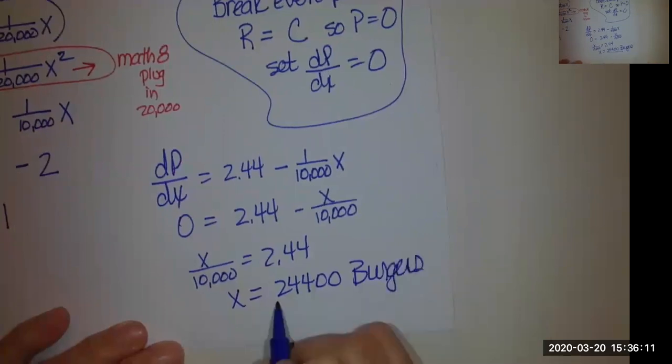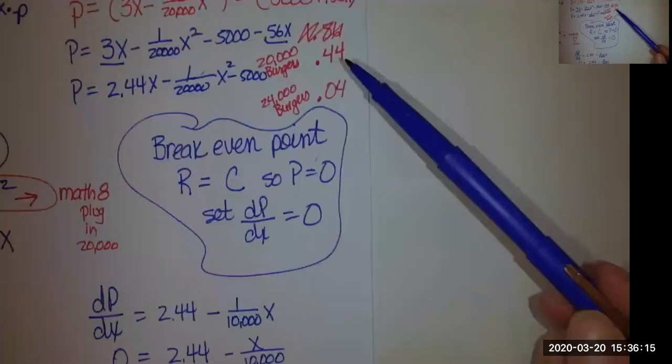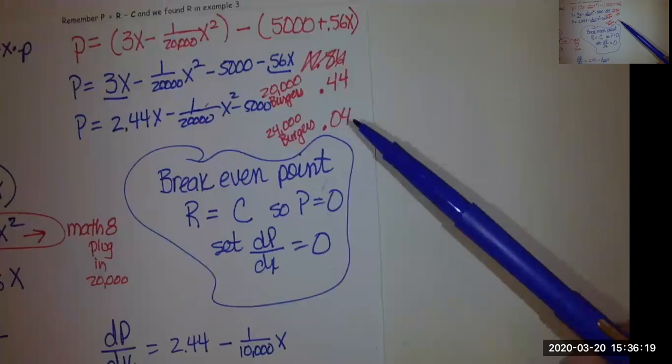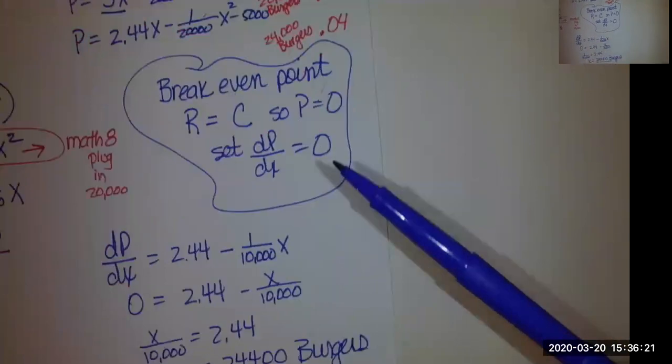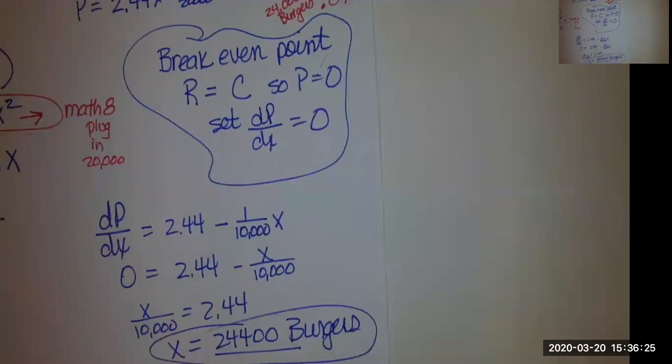So I know my break-even point is there, and that makes sense to us because when we were selling 20,000, we were making 44 cents. When we went up to 24,000, we're only making 4 cents. So as we keep going, it's going down, and we could see right here that at 24,400 burgers, we have broken even. Okay, hope that was okay.